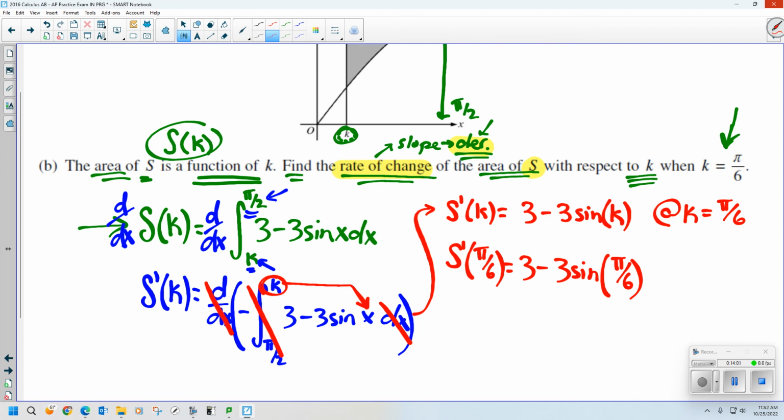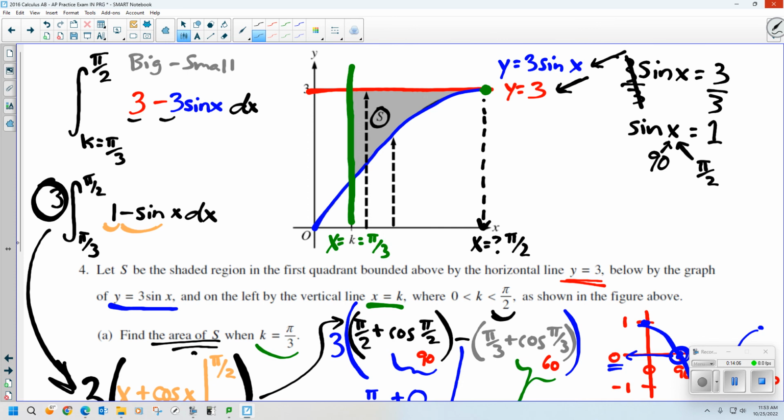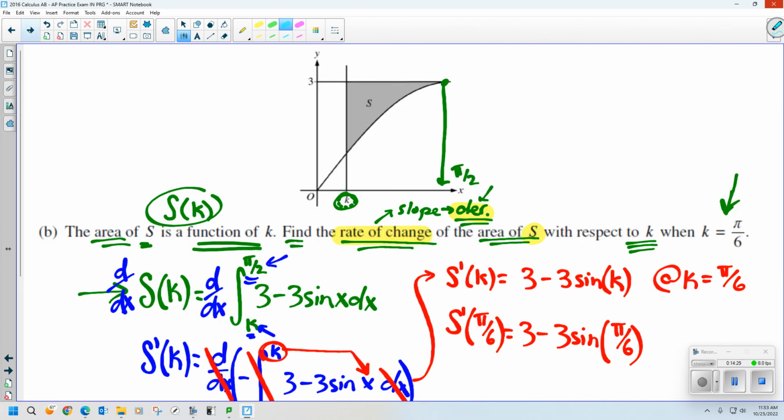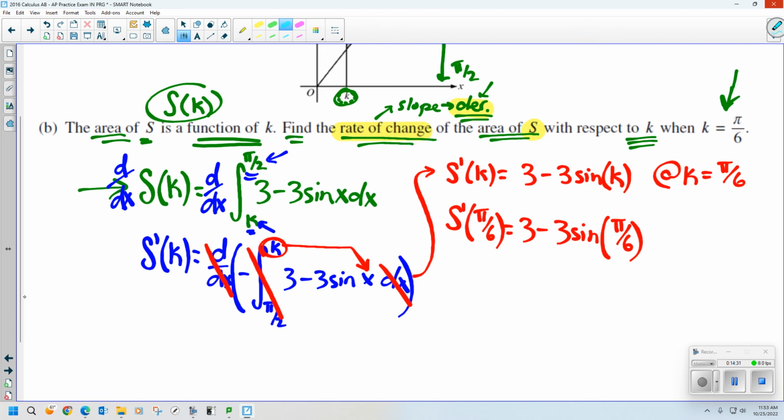Pi over 6, in case you didn't know, when we did part A, the reason we figured out that this was 90 and this was 30 is because whatever pi is, we substitute 180 in for pi. 180 divided by 2 was my 90. 180 divided by 3 was my 60. 180 divided by 6 is 30. So this is like saying 30 degrees. Again, we need our special triangle.